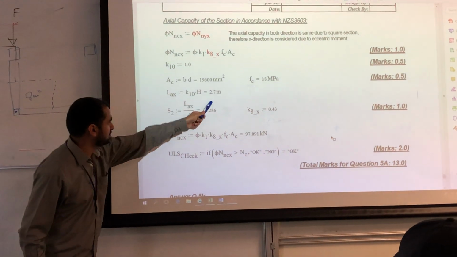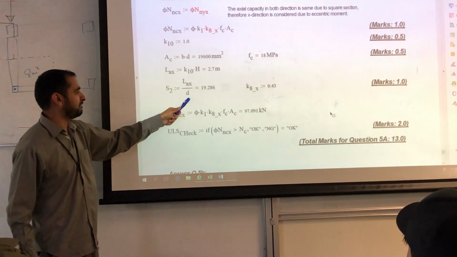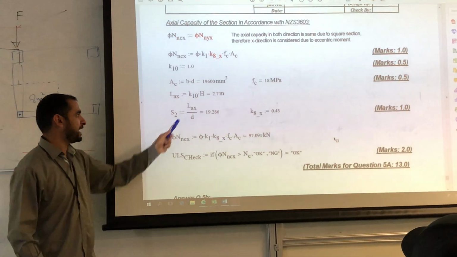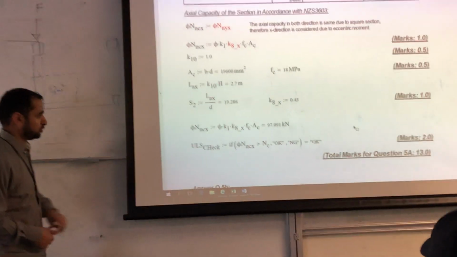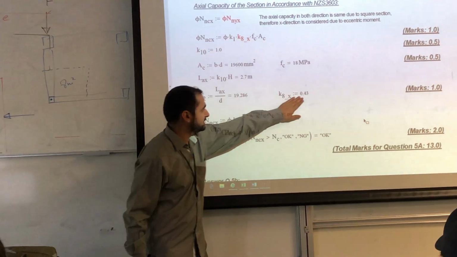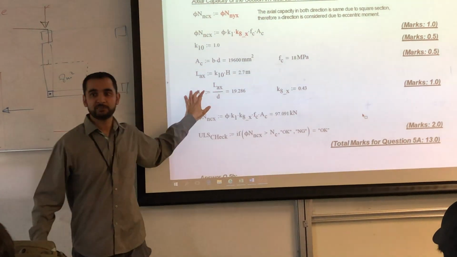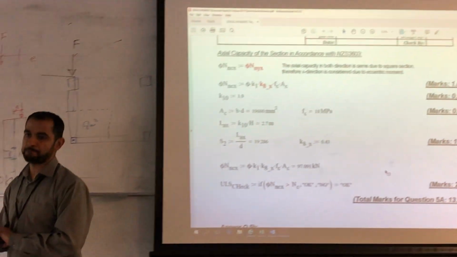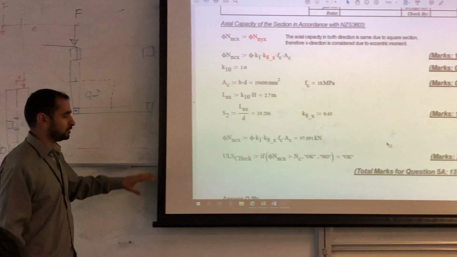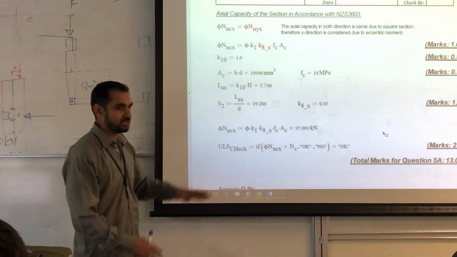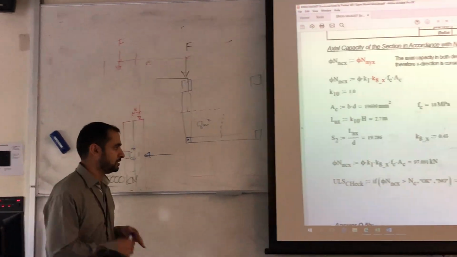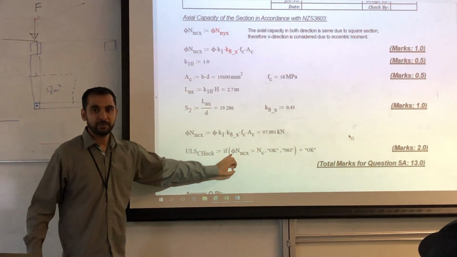Then LAX is equal to that. S2 is LAX divided by D, and for Y it would be LAY divided by B, one or the other. So then NCX, therefore K8 is equal to 0.43. You can pick this from the table, or you can use the figure. The first figure, you can use that one and find that out. Or an alternative easy way is just to use tables. And the capacity is okay.